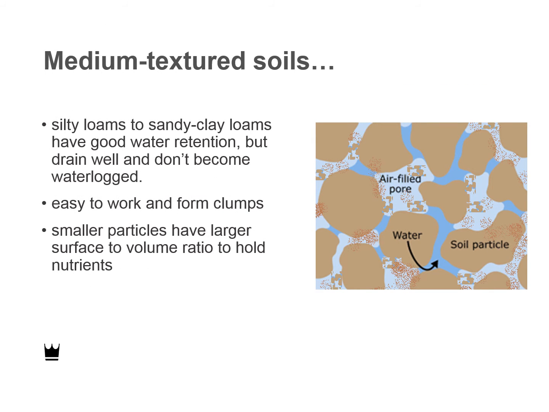Medium textured soils include silt and loams, which have all three types of particles. Loam has sand particles, clay particles, and silt particles. It has good water retention but does drain. It has good aeration, and the tiny particles help hold nutrients.